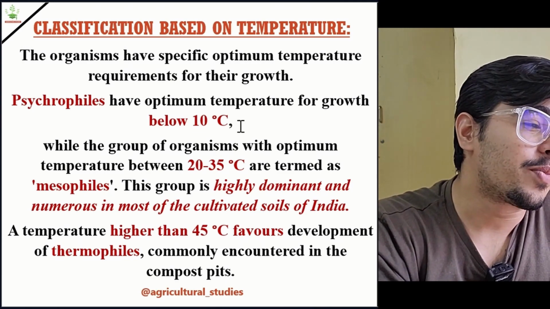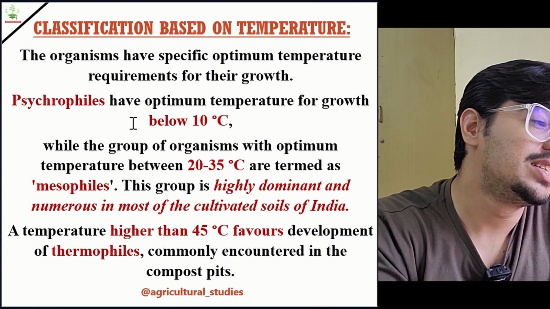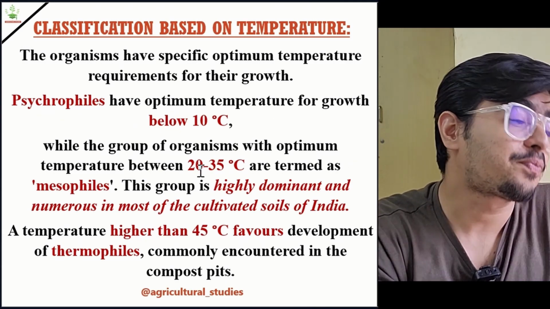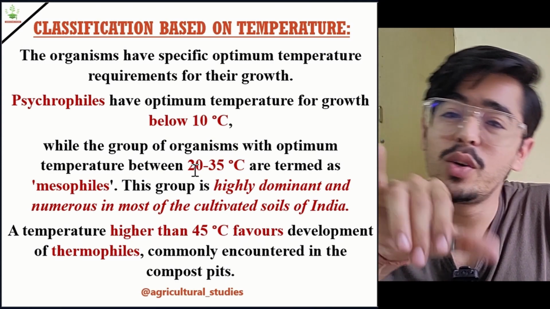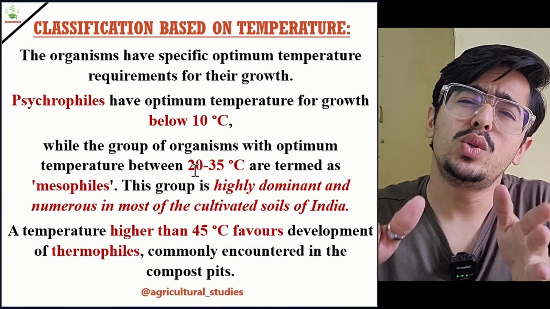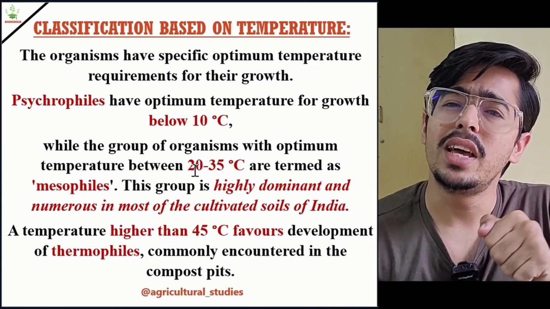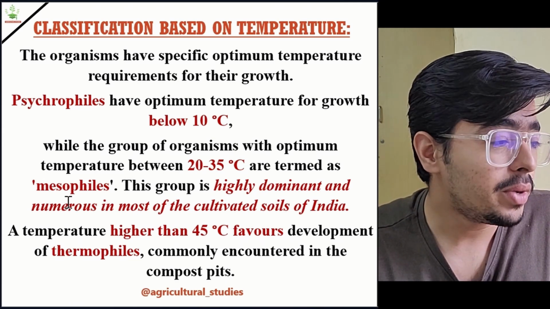Bacteria or microorganisms that can survive below 10 degrees Celsius are known as psychrophiles. The microbes which can grow between 20 and 35 degrees Celsius are known as the mesophiles. Meso means medium, like medium range. So the mesophiles, these are highly dominant.